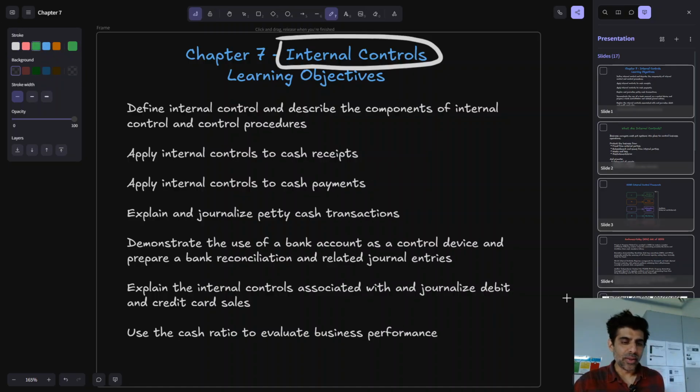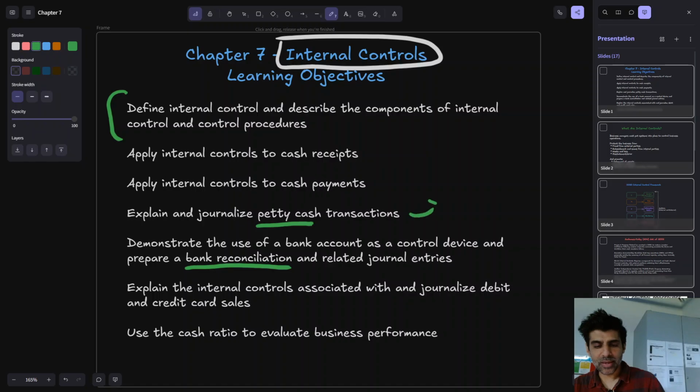Yes, we're going to talk about what internal controls are and what their role is in accounting systems. But really, there are these two peripheral topics: petty cash transactions, and also bank reconciliations. These two are probably the two main skills, petty cash and bank reconciliation. So I think we're going to try to spend most of the time doing those two, especially the bank reconciliation.